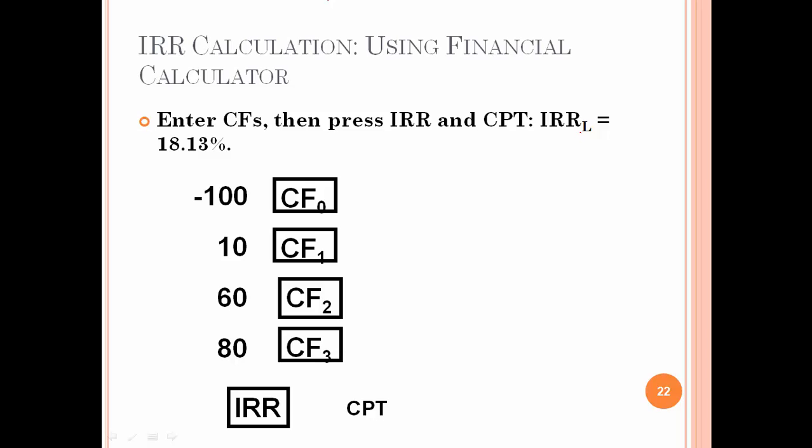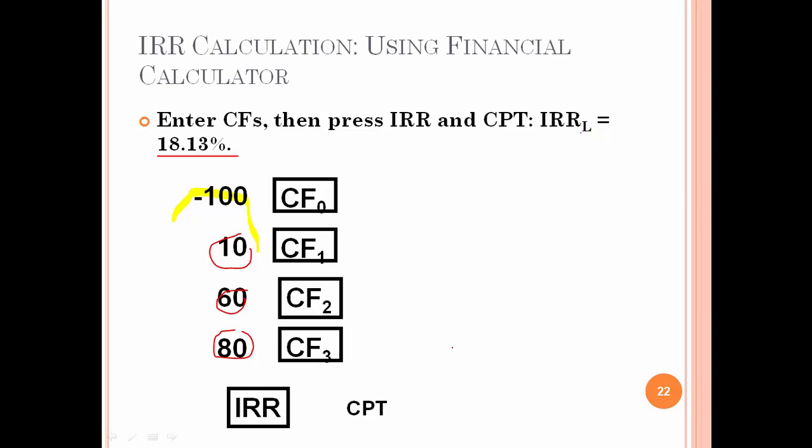We just need to enter the cash flows. Negative 100 is the CF0. The first cash flow is 10, the second cash flow is 60, and the next cash flow is 80. So the inputs of the cash flows are pretty much the same as the inputs you use to calculate the NPV. But instead of entering the discount rate and calculating NPV, now after entering cash flows, we simply compute IRR and get the IRR result. The result turns out to be 18.13%.